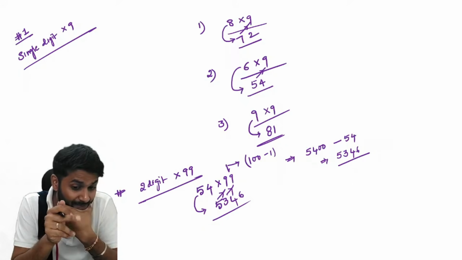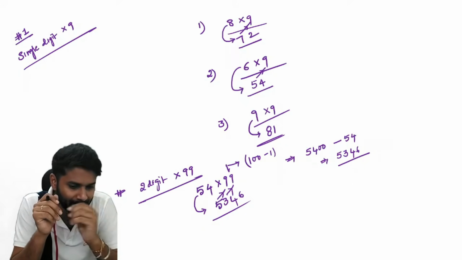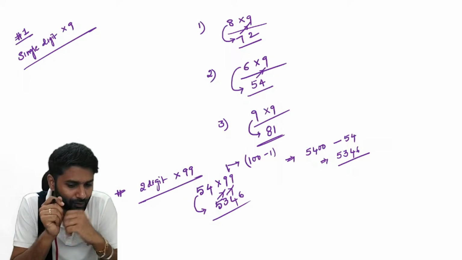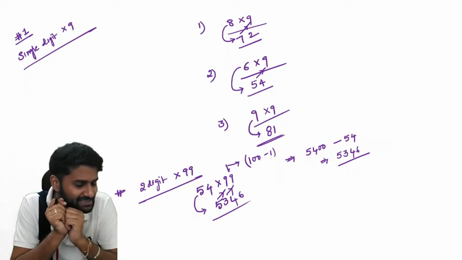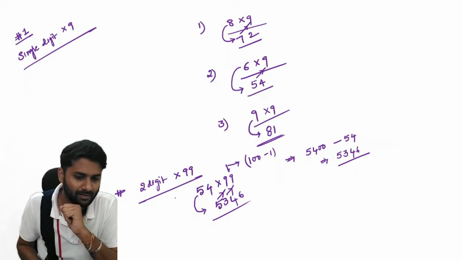See, write down the previous number. Previous number of 54 is 53. Then 5 becoming 9, we require 4 units. 3 becoming 9, we require 6 units. That's why the resultant is 5346.